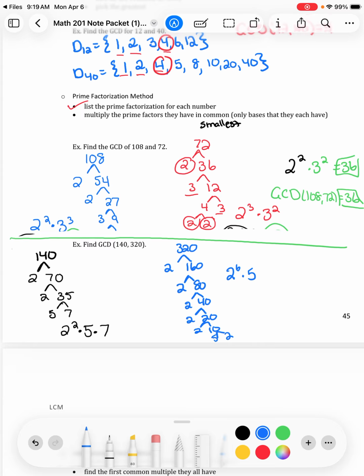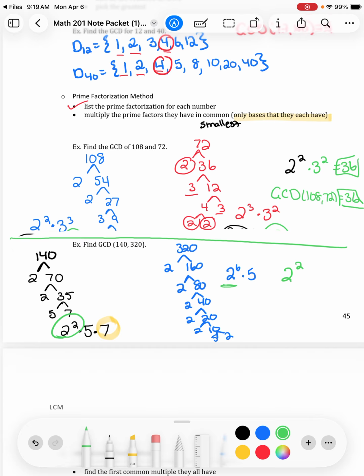Now I'm going to use the GCD, and to do that, I'm going to use anything where they have the same base. So only the bases that they both have. So in this case, 7 isn't in both of my prime factor trees, so it will not show up in my GCD. What this means is 7 does not divide 320. And you can test that in your calculator. 7 doesn't divide 320. So that's why I don't use it. I do see that 2 divides both of these numbers because there's a 2 in both of them. But 2 squared is smaller than 2 to the 6. So I'm going to use 2 squared.